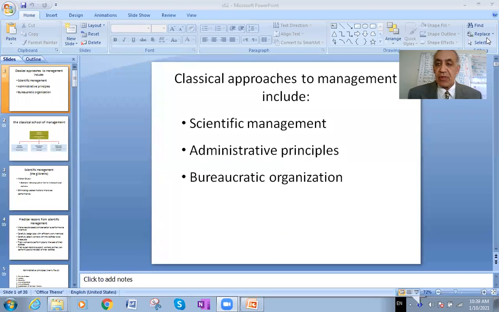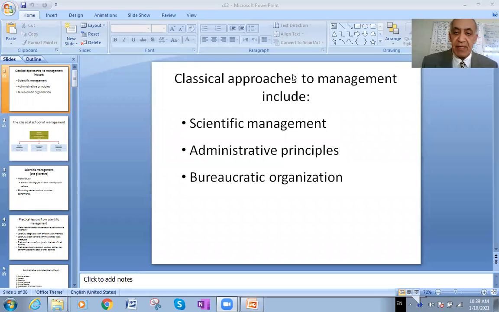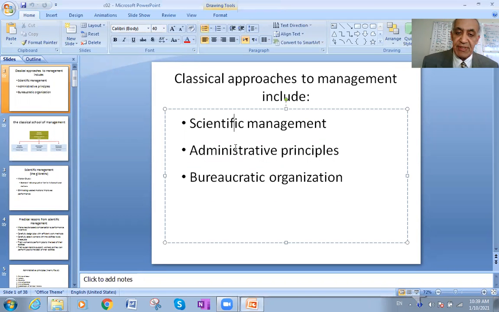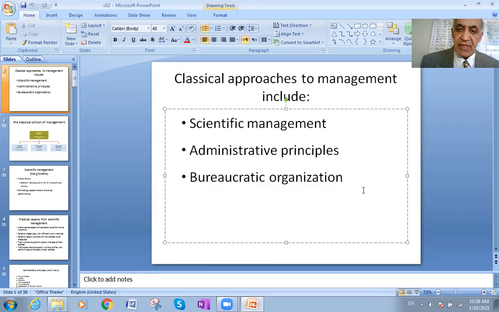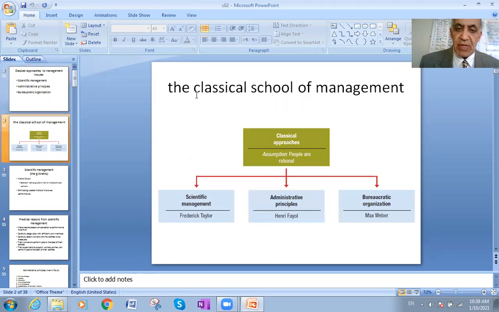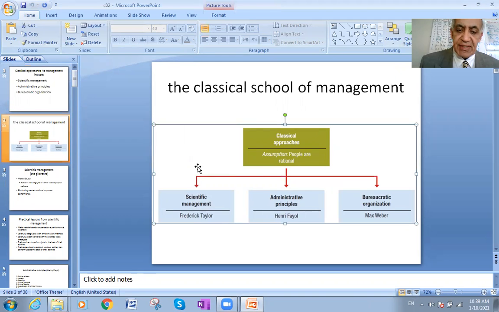As a start, the classical approaches to management include scientific management, administrative principles management, and the bureaucratic organization. Those are the three main figures of the classical management schools. Here we put it in a graph: the scientific management, and the father of this management is Frederick Taylor. They call him the father of scientific management.